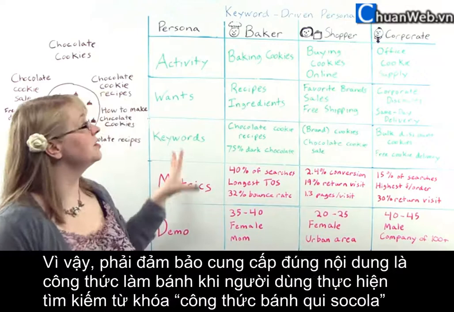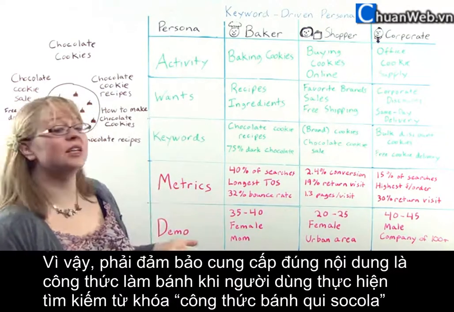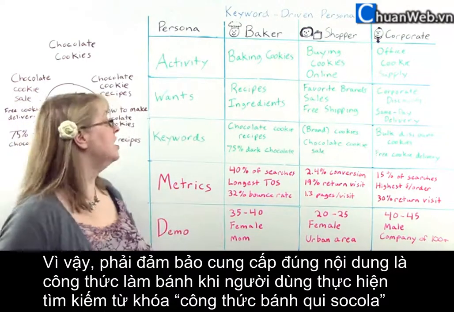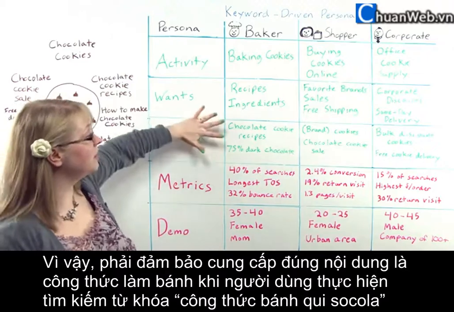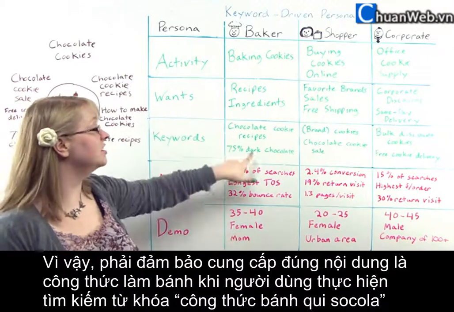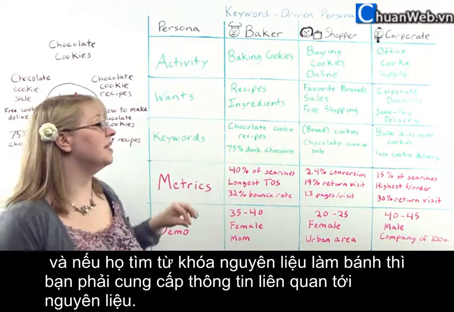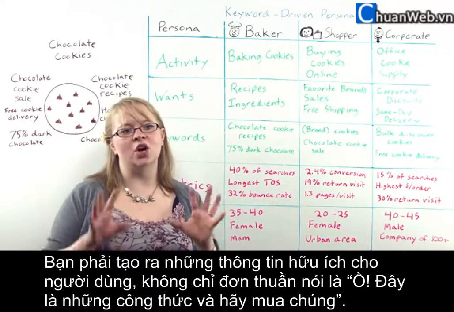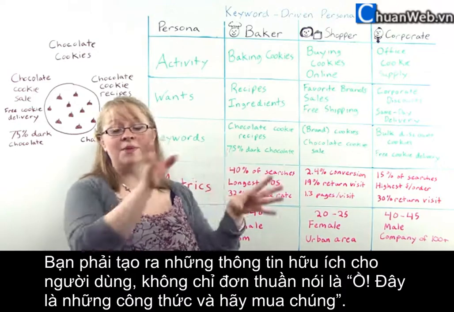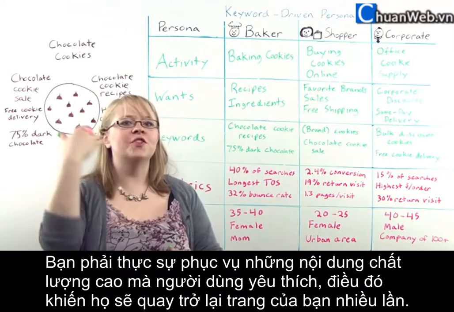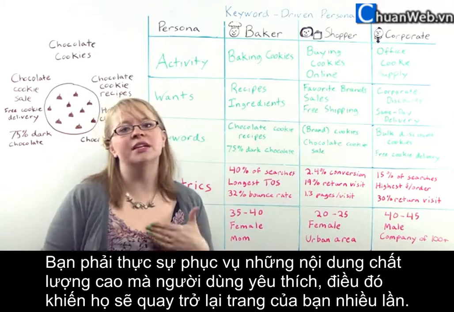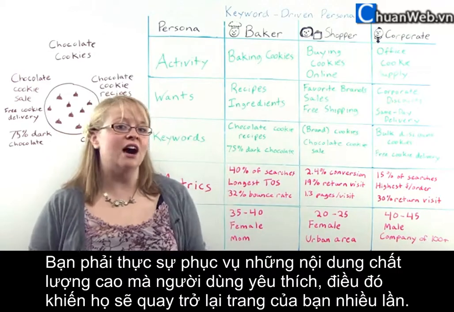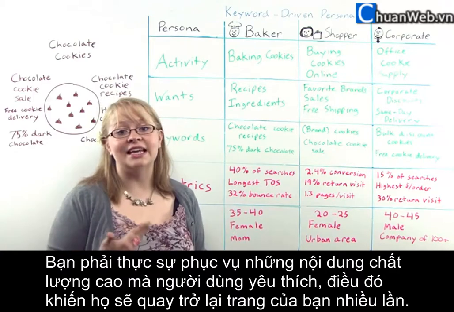So you really want to make sure that when this person is searching for these keywords, which you've mapped back to their persona, you're serving up chocolate cookie recipes. If they're looking for ingredients, you're serving up ingredients. And then you're creating an entire experience. You're not just paying lip service, saying, oh, here's a recipe, and then buy a bunch of stuff. You really are serving them that high quality content that users love, that brings them back to the site again and again.